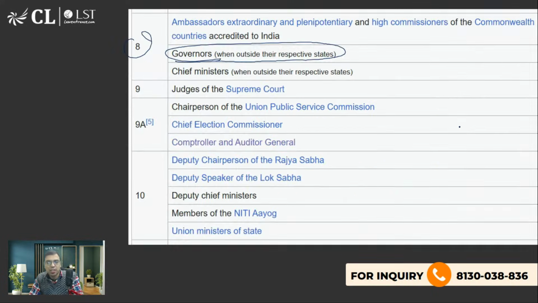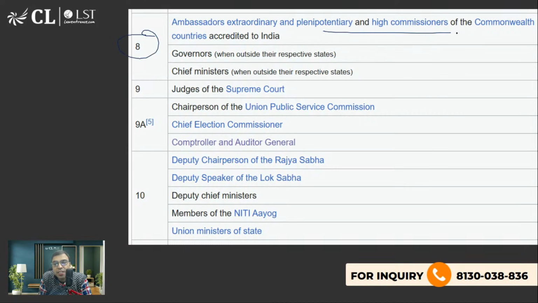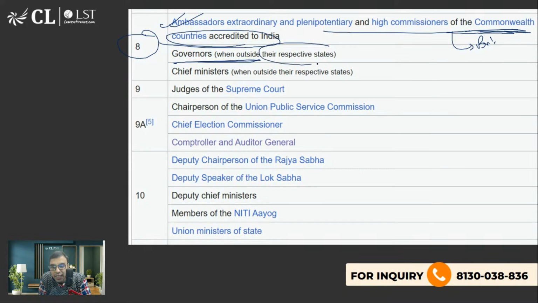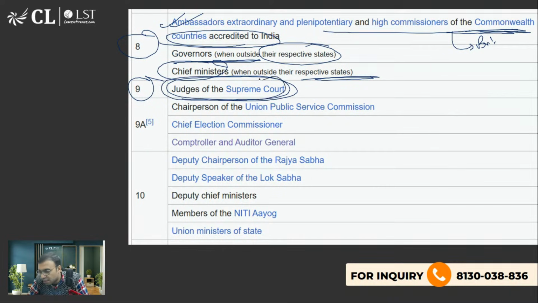The next is number 8. And in 8 what? Ambassadors, extraordinary officers, high commissioners of Commonwealth countries. Commonwealth countries, meaning, for example, the British ambassador to India. So you will treat them at 8th rank too. Governors outside their respective state and chief ministers outside their respective states. And after that come the judges of the Supreme Court. Rank wise.